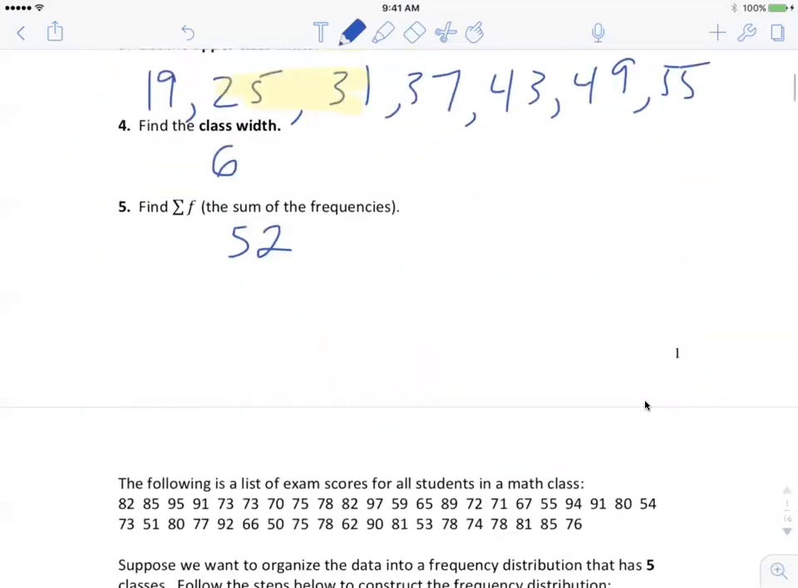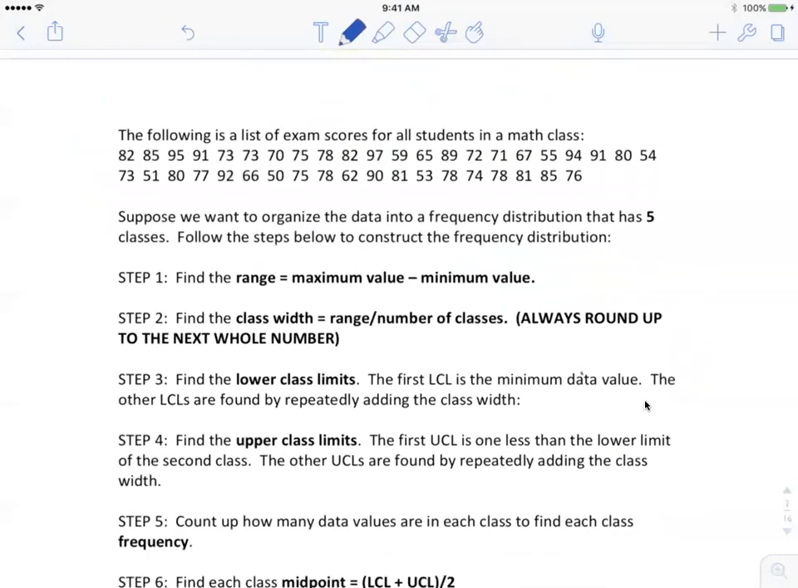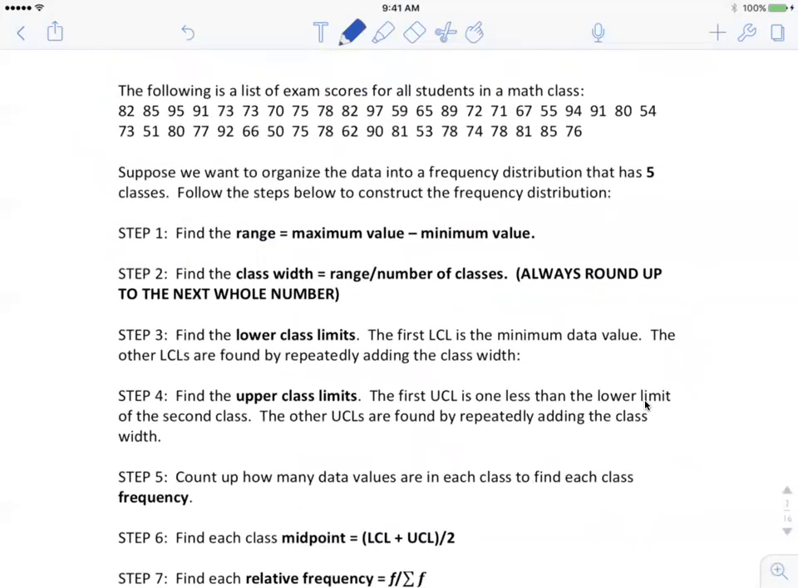Okay, if I continue on now, let's look at generating our own frequency distribution. So here is a list of some raw data, exam scores from math class. Got them all kind of jumbled up, no real order or organization. A frequency distribution is a way to organize data. That's our point here. And then here's some steps that you can follow to generate a frequency distribution. We're going to use 5 classes.